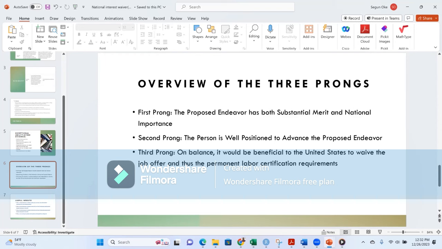And number two, the second prong is that the person is well positioned to advance the proposed endeavor. Well positioned means you are standing upright. That is, you have the degree, you have the qualification, you have everything that qualifies you to carry out the proposed endeavor you mentioned. Then the third prong is that you must be able to balance it on balance. I will also show us how to go about it.